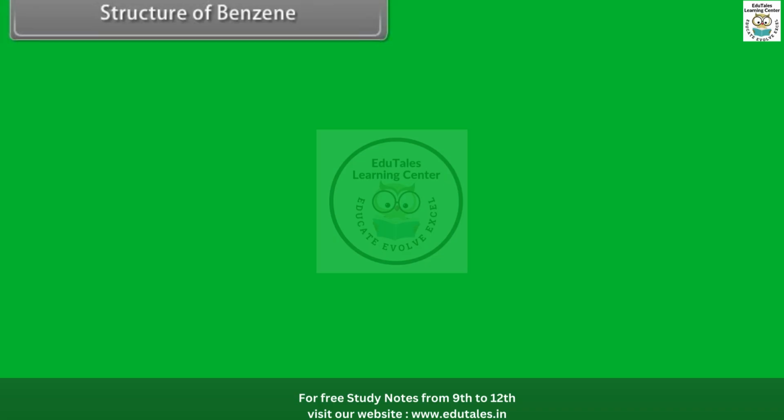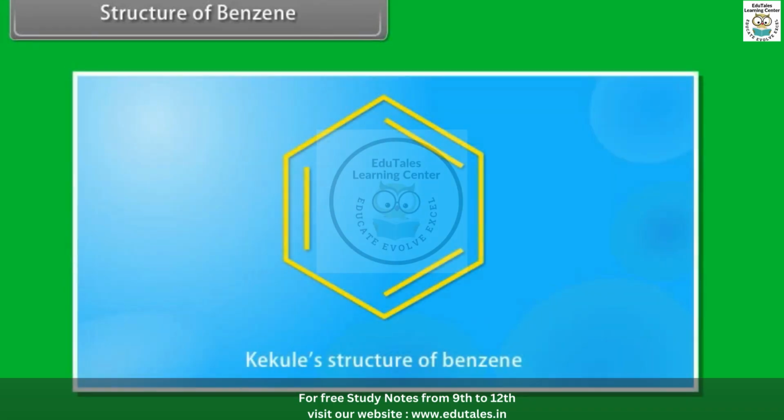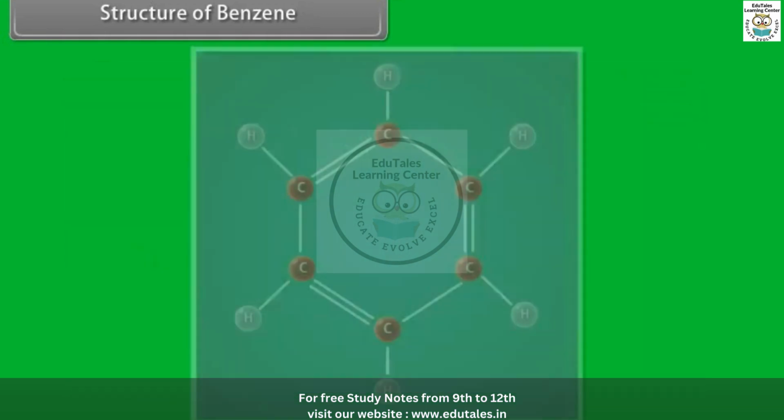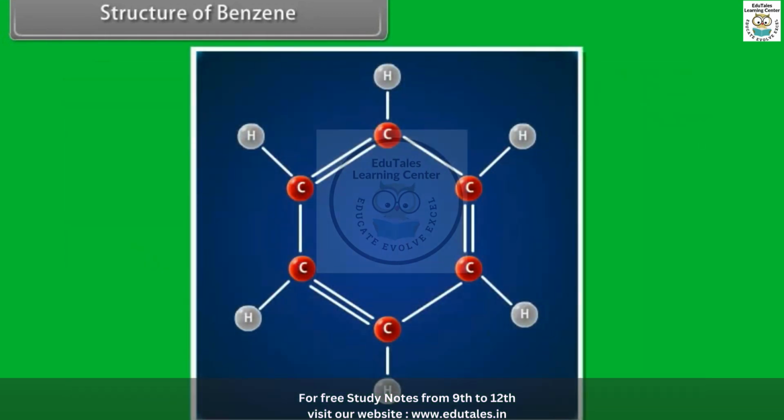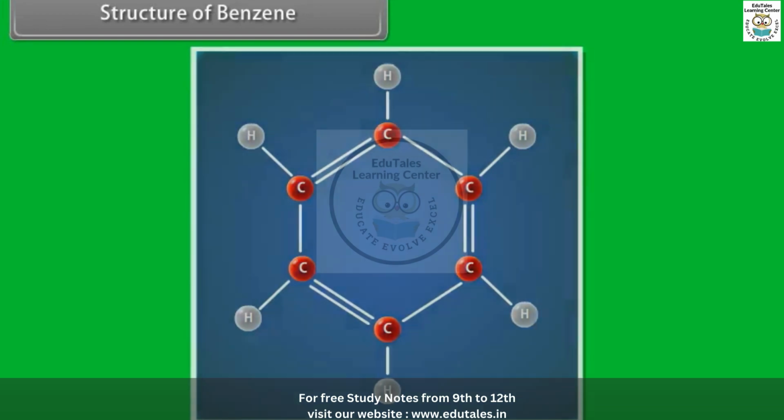Structure of benzene. A chemist, Kekule, in 1865 suggested the following structure for benzene. According to Kekule, the 6 carbon atoms in benzene are on the 6 corners of a regular hexagon. Each C atom is attached to one H atom. There are 3 alternate double bonds between 2 C atoms to complete the 4th valency of carbon.